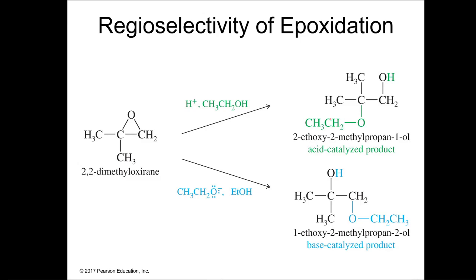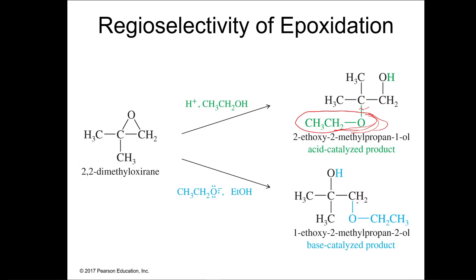So base catalyzed versus acid catalyzed will give you different results. If you're just doing a diol, then it doesn't matter. But if you're, for example, doing a methoxidation, right, where you're adding a methyl group, if you do acid catalyzed, then it ends up on the more substituted carbon. And if you do base catalyzed, it ends up on the less substituted carbon.